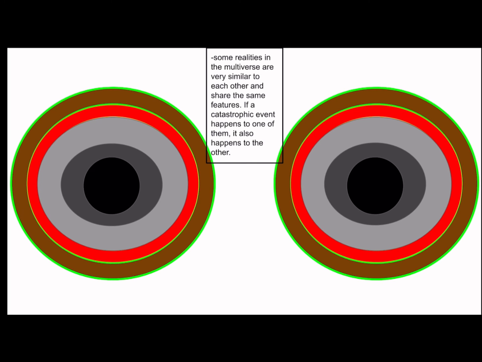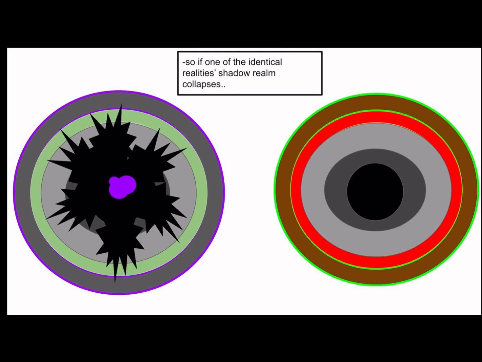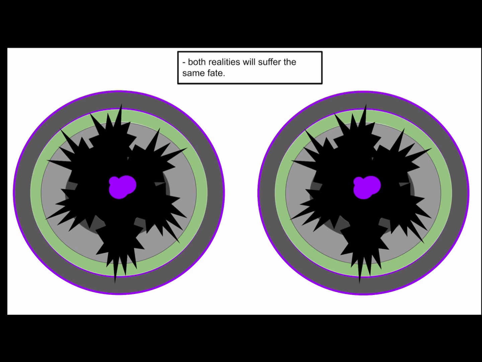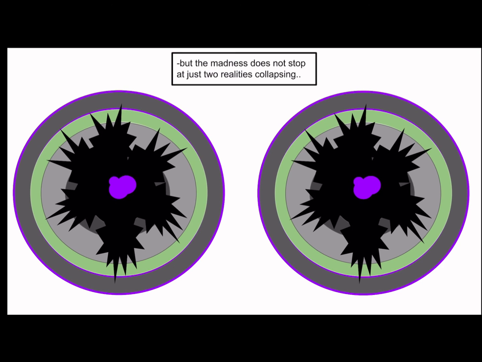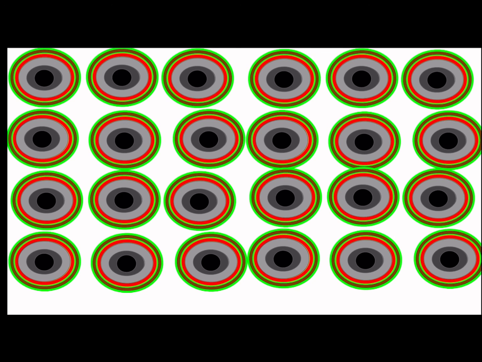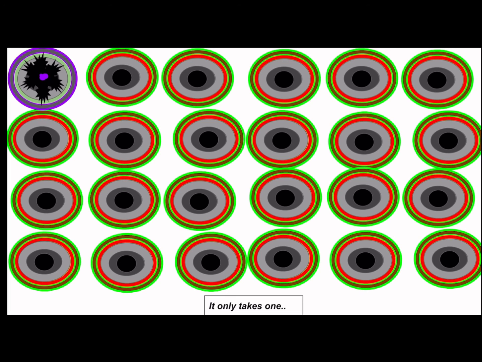And what I mean by that is some realities in the multiverse are very similar to each other and share the same features. If a catastrophic event happens in one of them, it also happens to the other. So, if one of the identical realities' Shadow Realm collapses, both realities will suffer the same fate. But the madness does not stop at just 2 realities collapsing. Since there are infinite realities and infinite identical realities, that means that as soon as one Shadow Realm collapses, all of them will collapse, and millions upon millions of realities will crumble.